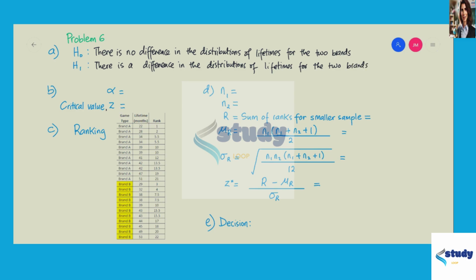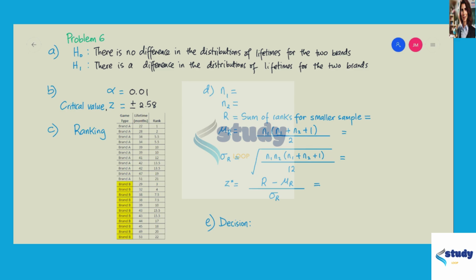Next, we're going to state the critical value, and in our case, the level of significance is 0.01, and therefore the critical value will be plus or minus 2.58.